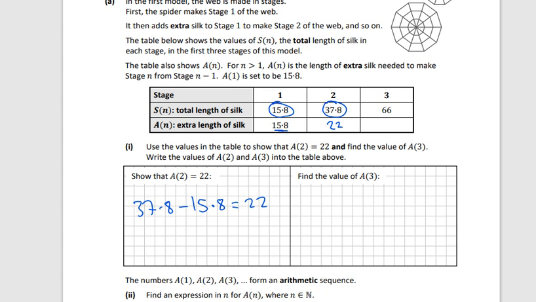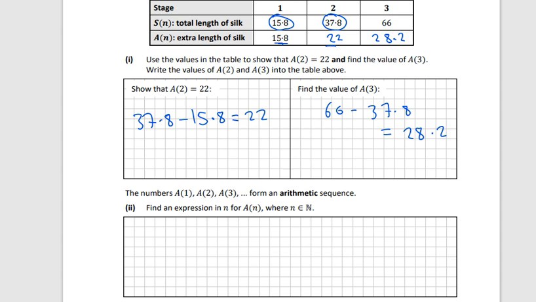Okay, so 15.8 plus 22 gives me 37.8. And then for the other one, we just have to do 66 take away the 37.8 that we used already. That gives you 28.2 when you subtract them. So all you really have to do is subtract there.